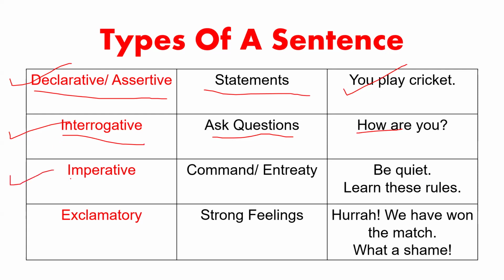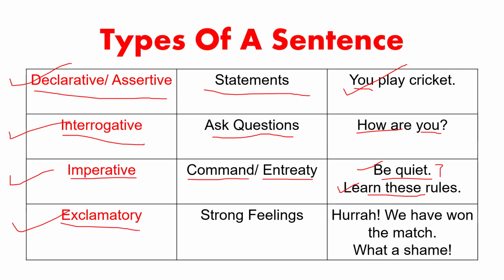So what are imperative sentences? Imperative sentences are those sentences in which we include command or entreaty. So for example, be quiet, learn these rules. Here we are giving commands. Here we are directly addressing the person sitting next to us or standing next to us. Here the subject, or the person whom we are addressing, is actually absent. So you see here, there is a subject.